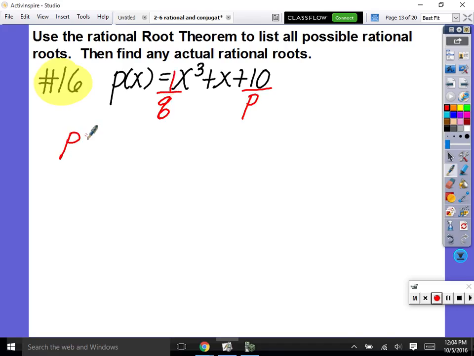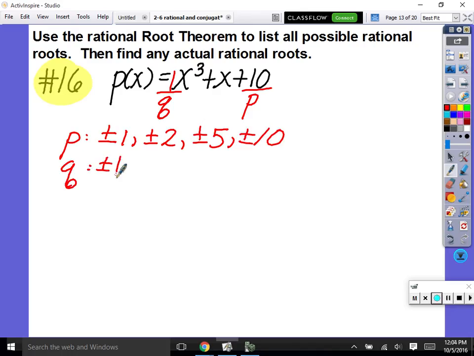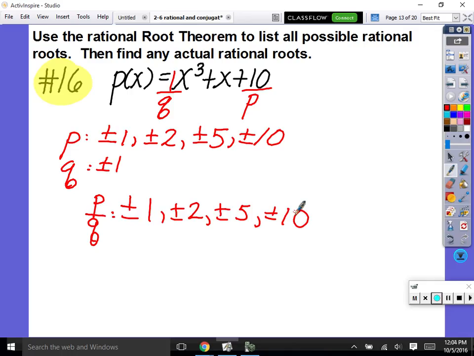So then we'll list out all possible P's, factors of P. So plus or minus 1, plus or minus 2, plus or minus 5, plus or minus 10. Those are the possible P's. Q is plus or minus 1. So all P over Q's are the only possible rational roots. If it crosses the x-axis and it can be written as a fraction, it's in one of these spots. Anything divided by 1 is just itself, so we have plus or minus 1, plus or minus 2, plus or minus 5, plus or minus 10. Does everybody understand? So this would be part of our answer. These are the possible rational roots.